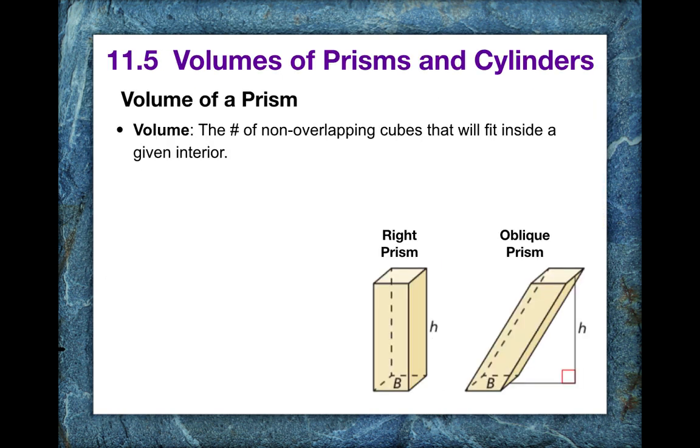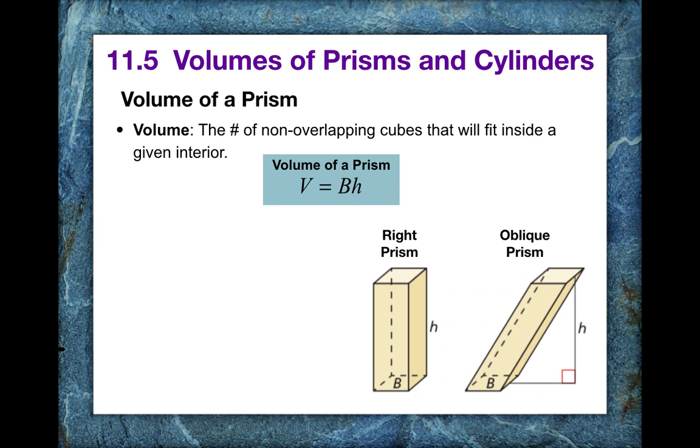So the volume of a prism. Imagine taking a little cube that's 1 by 1 by 1, and it's made of Play-Doh, and you try to put it inside of a prism. And each cube that you drop in there, you would count until you filled it all the way up to the top and you smooshed all those little Play-Doh cubes in, and that would be the volume. So it's the number of non-overlapping cubes that will fit inside a given interior.